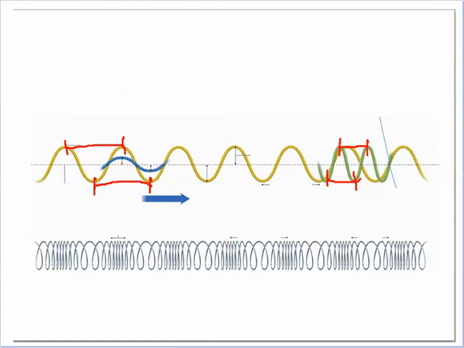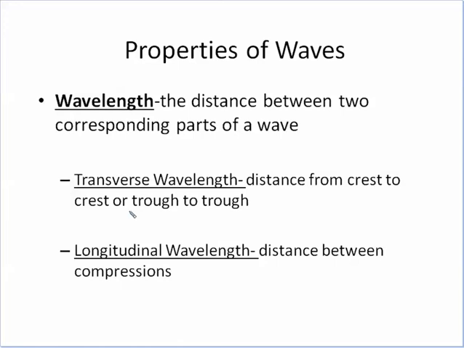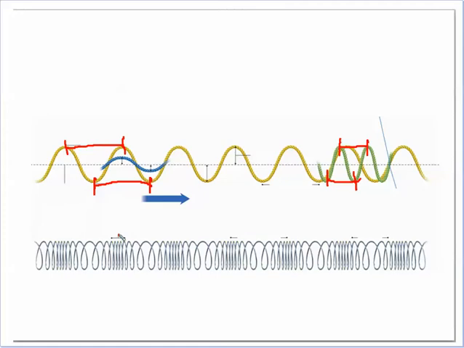Same thing on a longitudinal wave. The wavelength is the distance between compressions. So if we look at this diagram, here is a compression, and I usually say go from the middle of the compression to the middle of the compression. So this would be considered one wavelength. And so if the wavelength was shorter, that means that the compressions would be closer together.